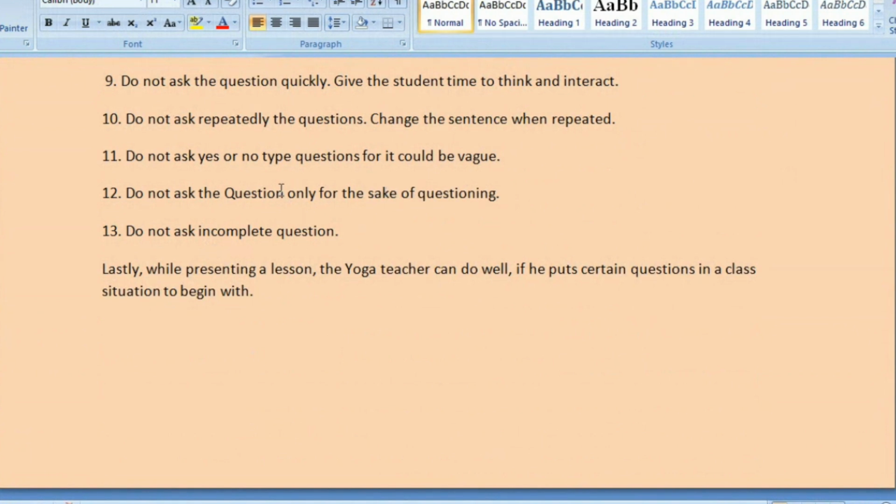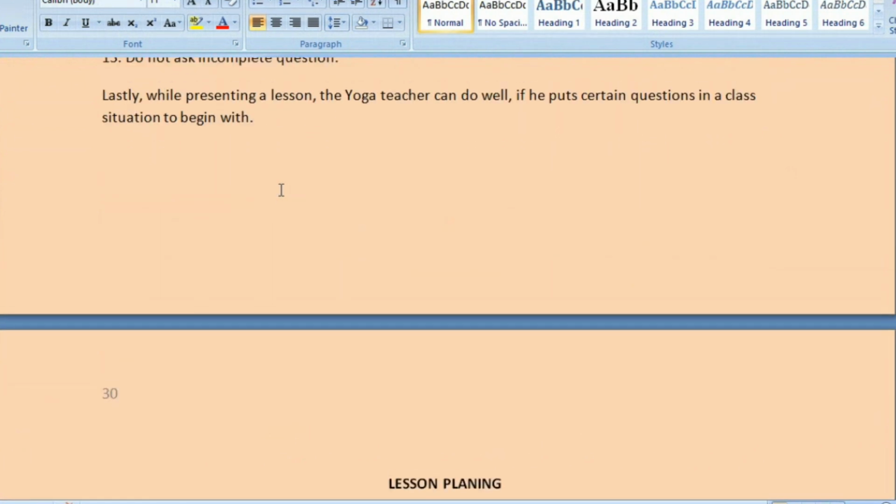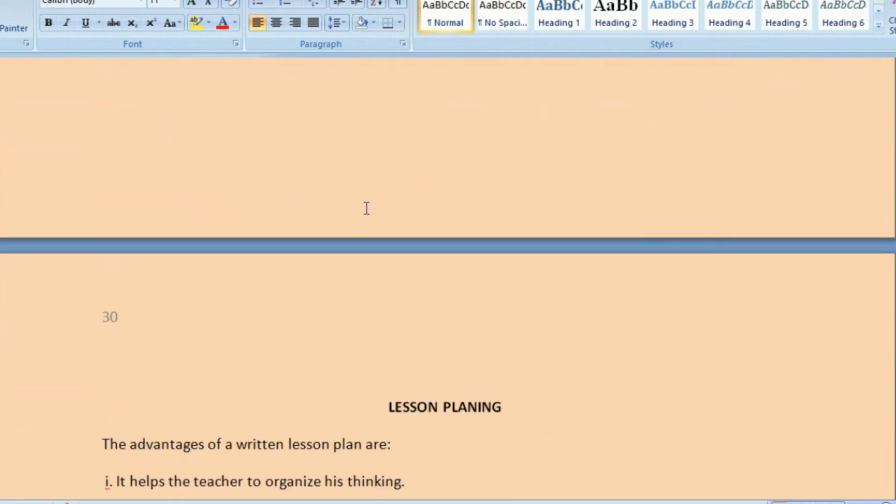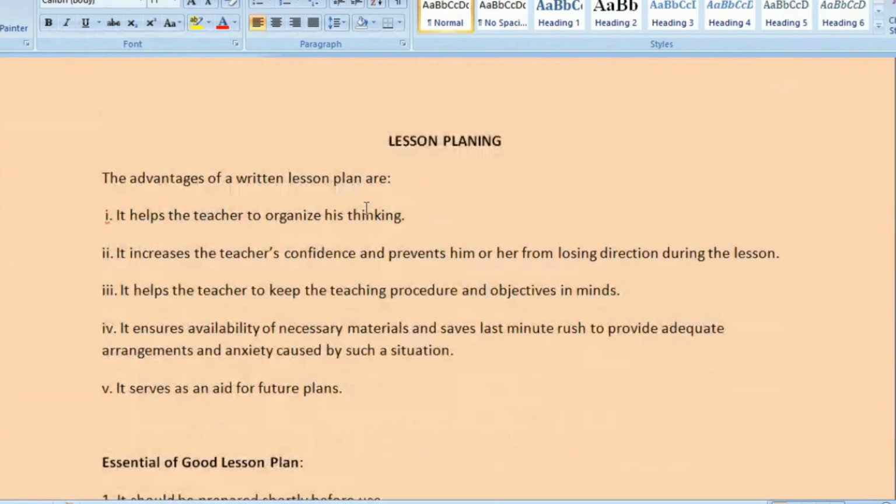Don't ask incomplete questions. Lastly, while presenting a lesson, the yoga teacher can do well if he puts certain questions in a class situation to begin with. Now, let's focus on the lesson planning.